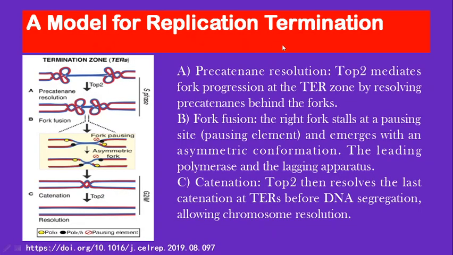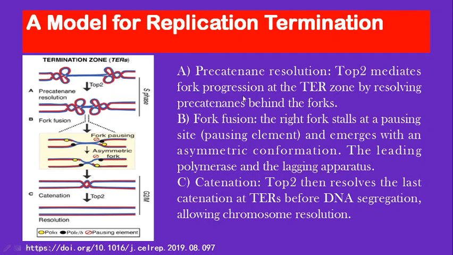So this is a model of replication termination. In this you can find three stages: stage A, stage B and stage C. In the first stage you can see the formation of pre-catenane and resolution taking place. Okay, two replication forks with a replisome. So when they collide with each other, it forms pre-catenane.